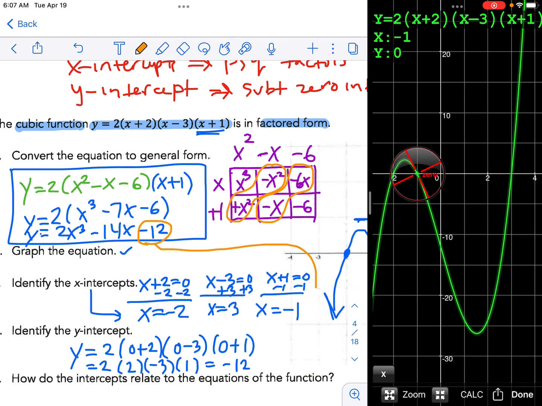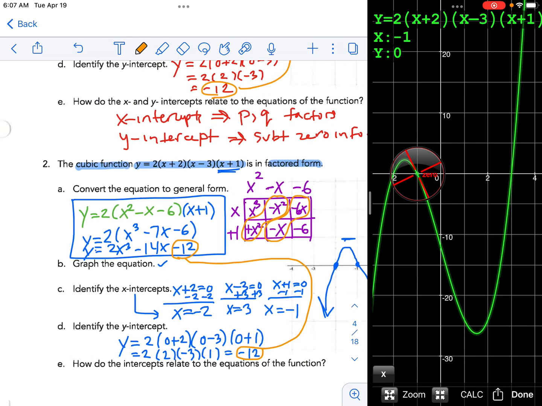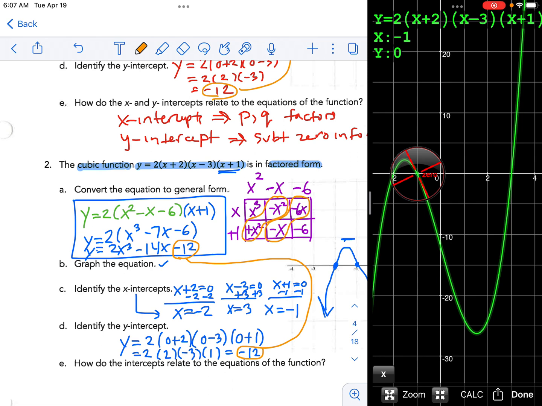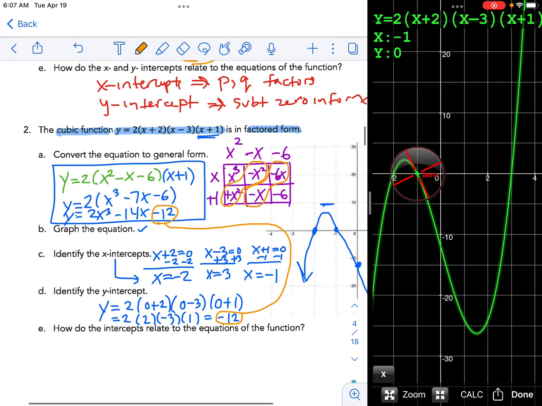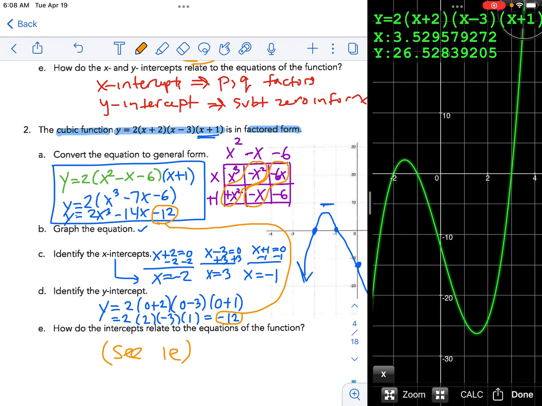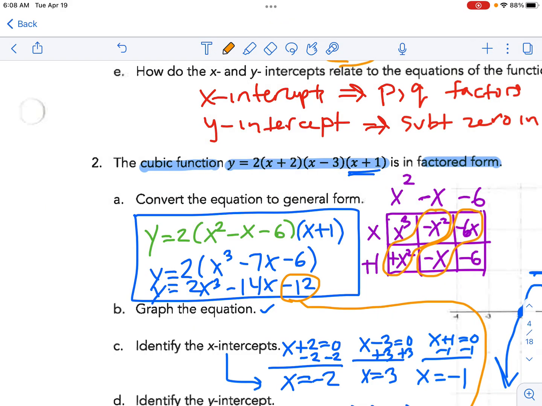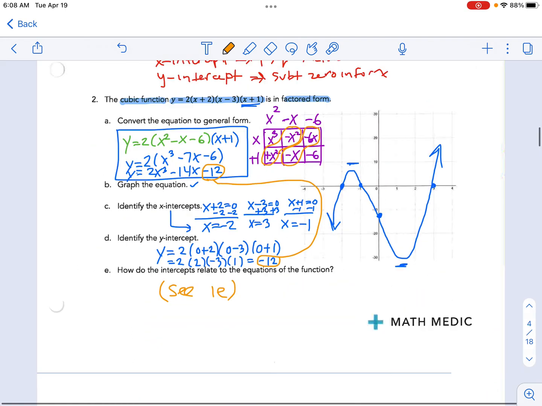So let me get my orange out here. Here's my y-intercept, and here it is when we calculated it. In that general form, we can still at least find the y-intercept as the constant term. And so how do the intercepts relate to the functions? I'm just going to say C1e, because it's the same.